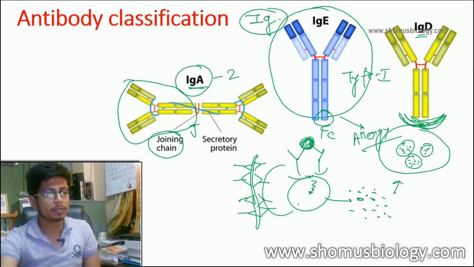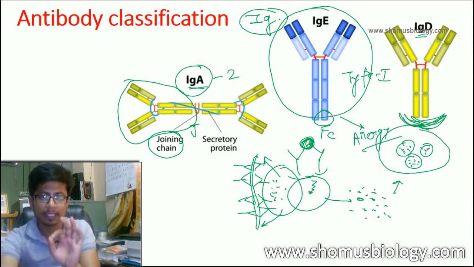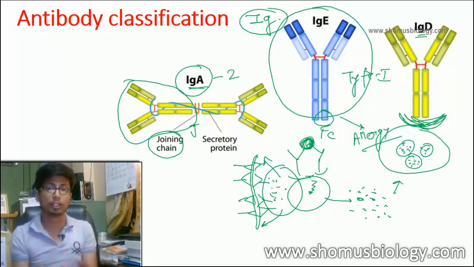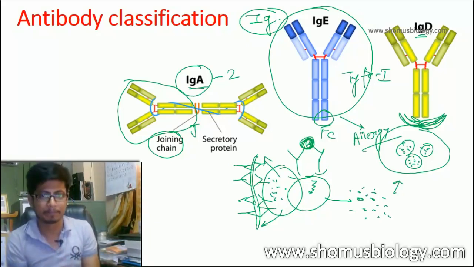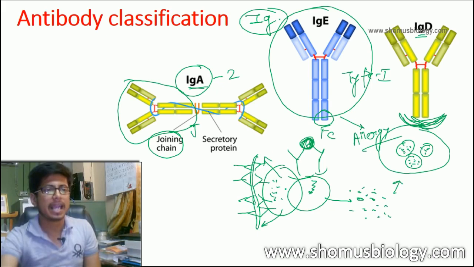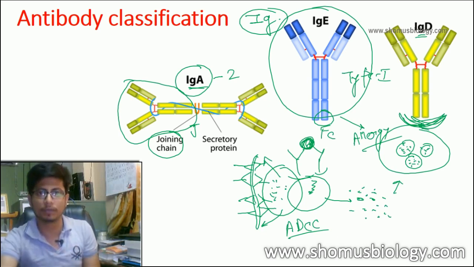So a cytotoxic immune cell can now come and attach to the Fc region of this immunoglobulin E, and start releasing some chemical factors that can create pores in the membrane of the worm that can ultimately kill the worm. So it's a very important job it can play in this case. It is known as antibody dependent cellular cytotoxicity, and in some cases they also bring neutrophils or eosinophils to this place.